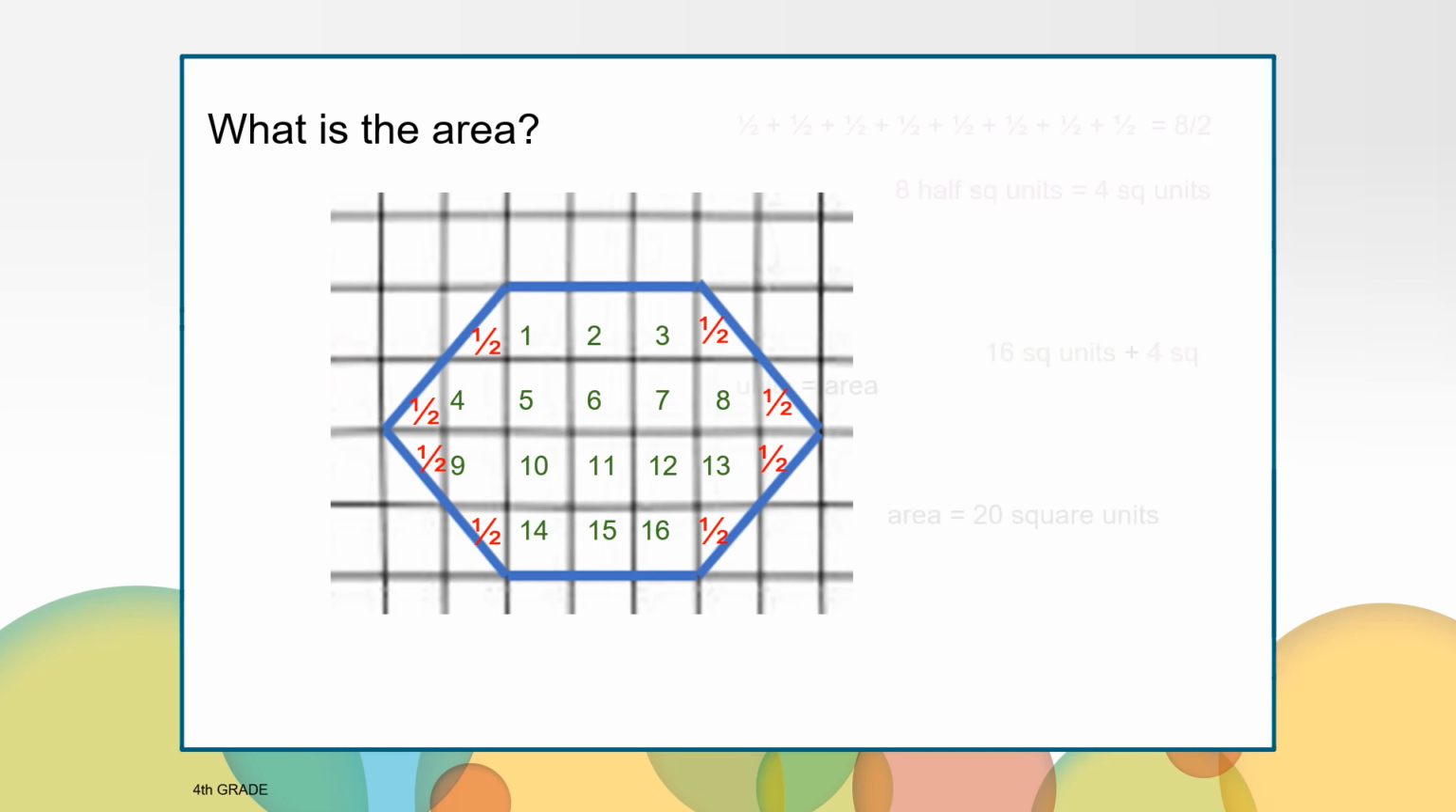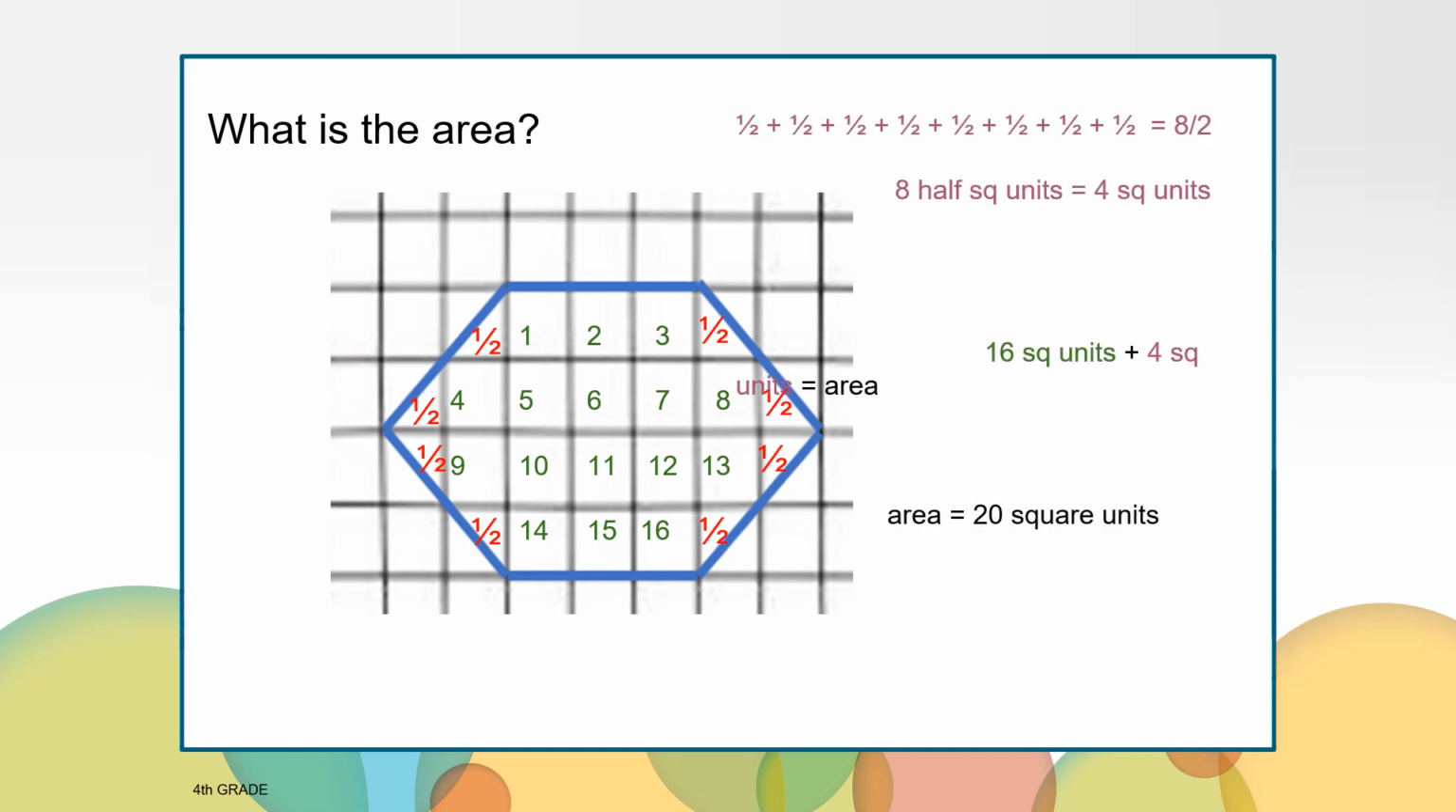We can see that if we add up all the half square units, we get 8 halves. 8 halves is the same as 4 whole square units. Now we can take our 16 square units that we counted and add the 4 square units that are the pieces to get an area of 20 square units for this shape.